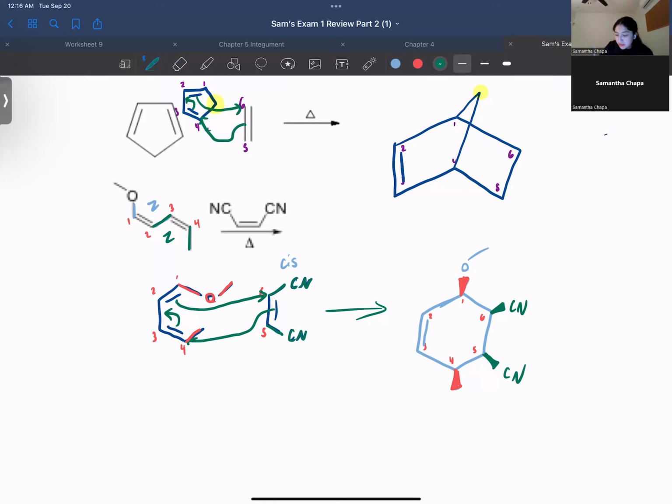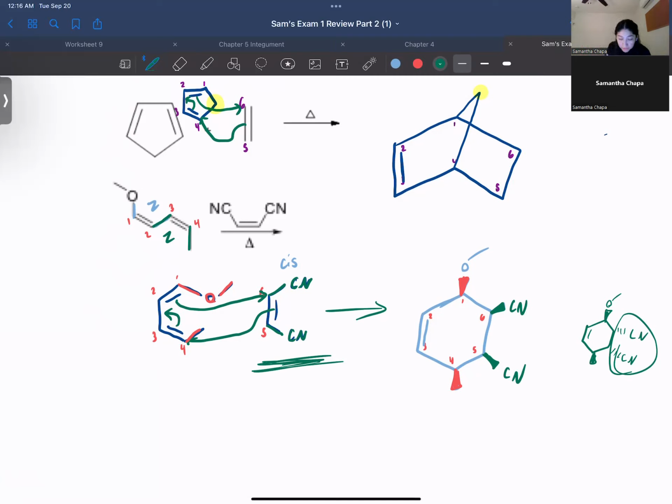So, two things. Why did I put them all on the wedge? I was totally able to change it up, right? So these on CN, or these on the wedge. Just compare those two groups that we're talking about. On your dienophile, these are the ones that you have to compare to each other. Since they're cis, they should be on the same either dash or wedge. If they were trans, one has to be on the dash, one has to be on the wedge.